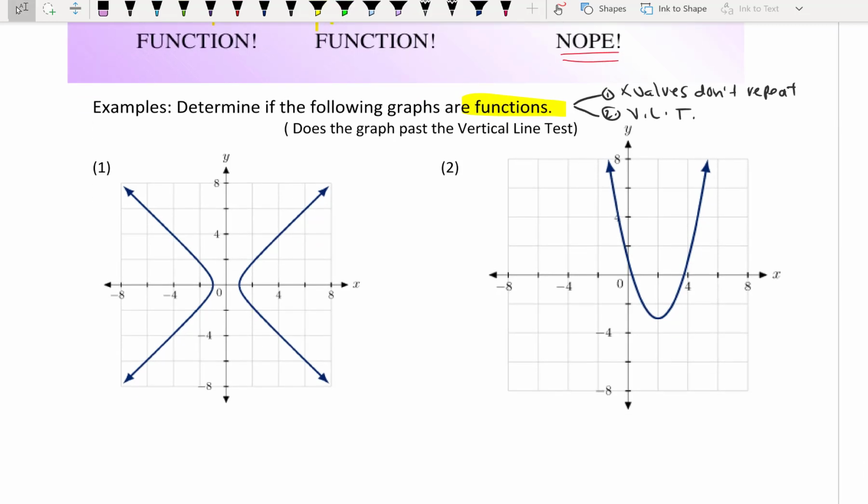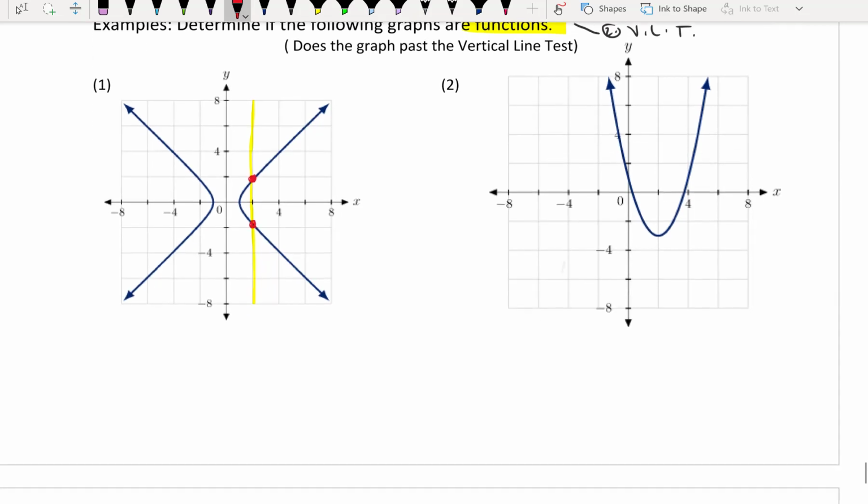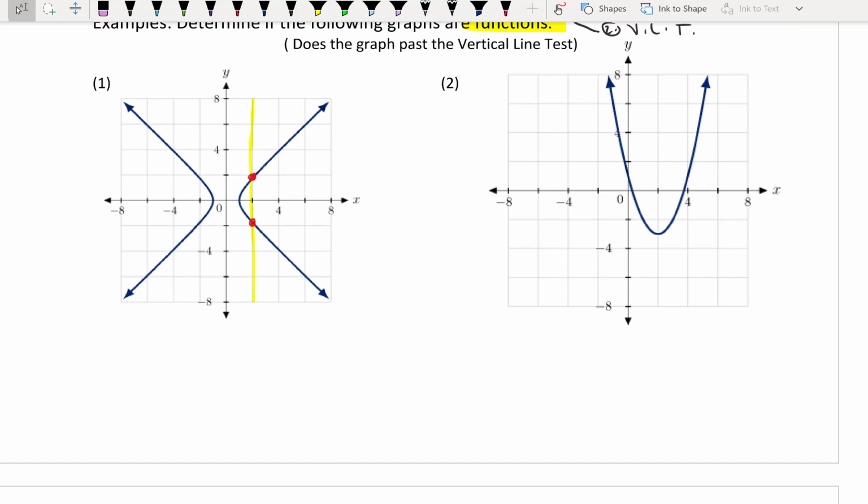For example number 1, I see my graph. If I were to draw a vertical line going straight up and down, I can see that this vertical line intersects this graph here and here. Therefore it fails the vertical line test, and therefore it is not a function.